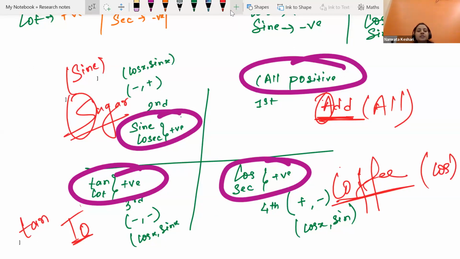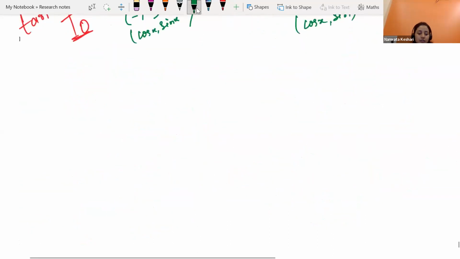First quadrant, all positive. In second quadrant, sugar means sine positive. In third quadrant, T, tan positive. And in fourth quadrant, coffee, C, it starts with the letter C. So C means cos positive. Getting it? This sentence is just going to help you to recall it whenever you want to recall. Ali and Alina, is it crystal clear so far? Yes, ma'am. And if you understood so far, then let's start solving the questions.